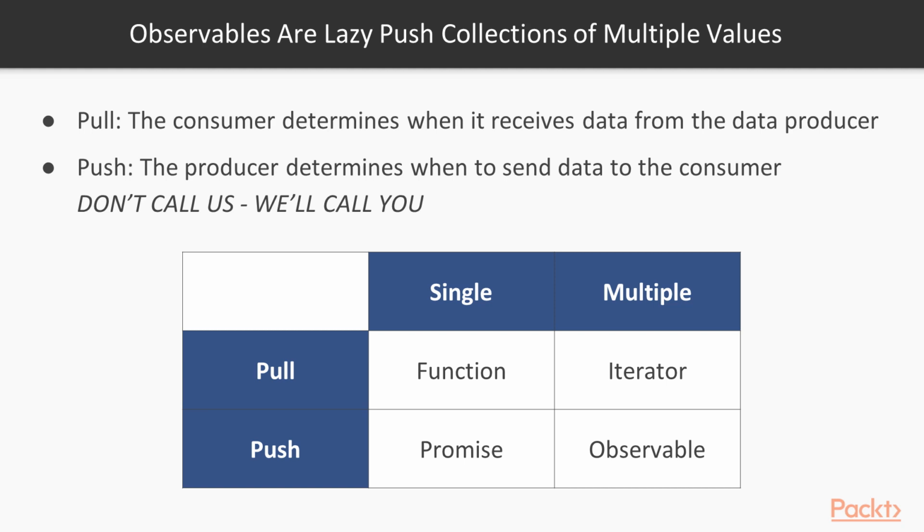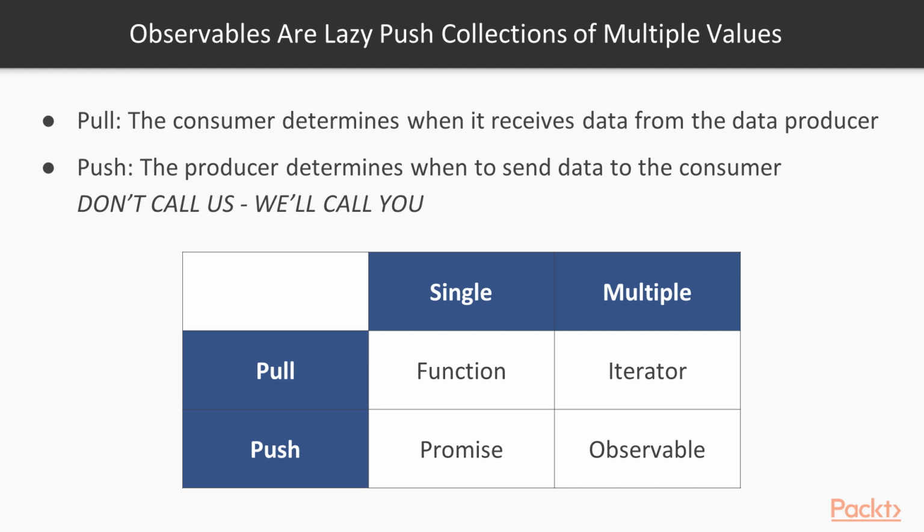You are pushed with the data you didn't specially request for. Someone calls it Hollywood principle. Don't call us, we'll call you. If it is clear about push systems, then a few words about why observables are collections of future values.